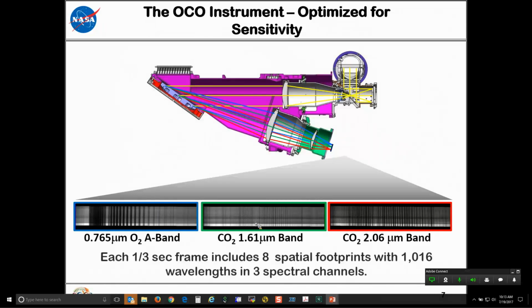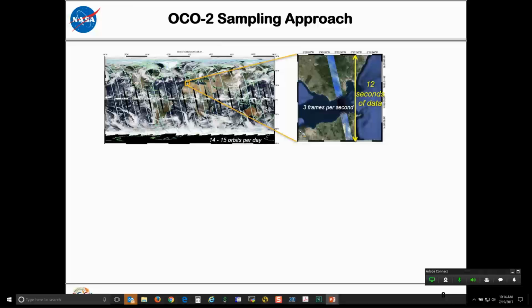The system takes images of the spectra like this 3 times a second, 8 spectra times 3 times a second, 1016 footprints. Basically, it's a large amount of data that this thing generates. The actual sampling approach: as OCO2 orbits around the Earth about 14.5 times each day, we make measurements along a very, very narrow track.